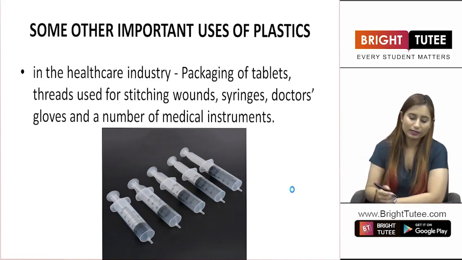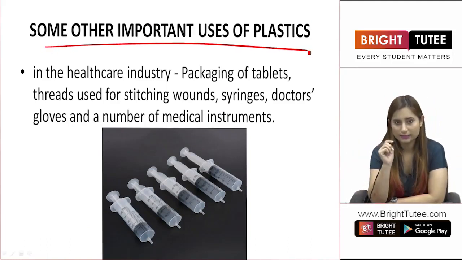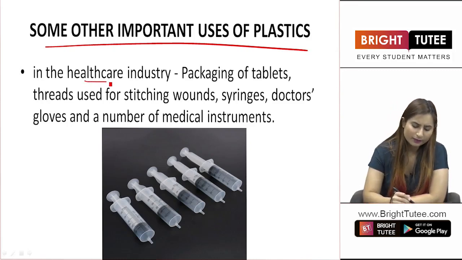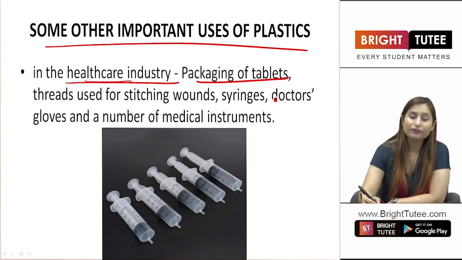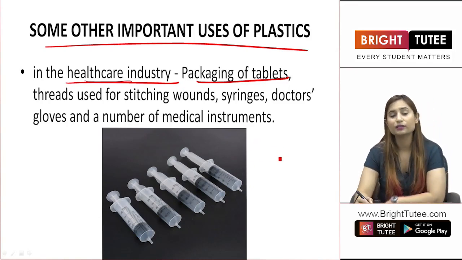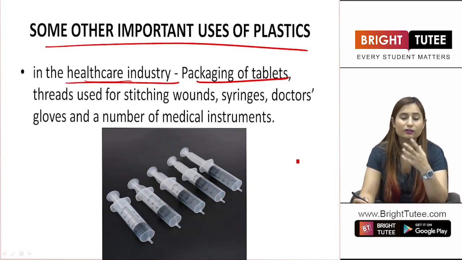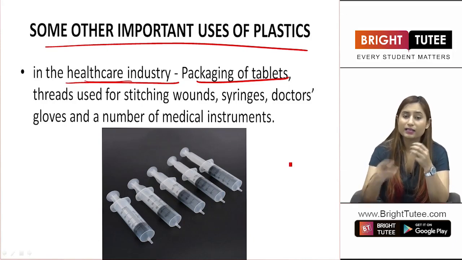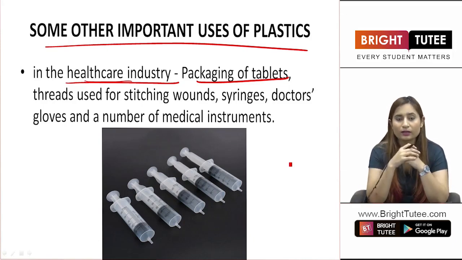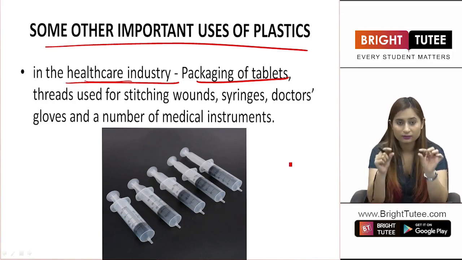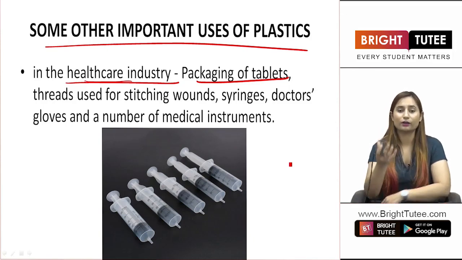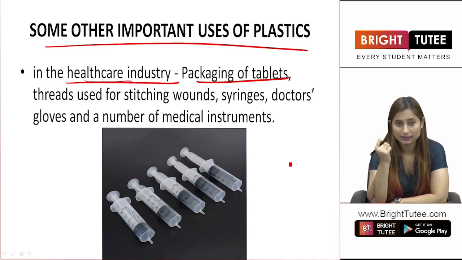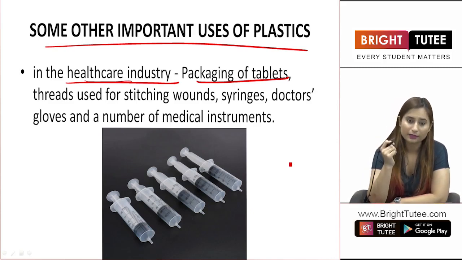Now let us look at some important uses of plastics, right? In the healthcare industry, first of all, we are talking about the healthcare industry. Packaging of tablets. You have different kinds of medicines for fever, for cold, right? These tablets come in a certain form. That arrangement is made up of plastics. That strip that you get of tablets is made up of plastic. That covering is made up of plastic.